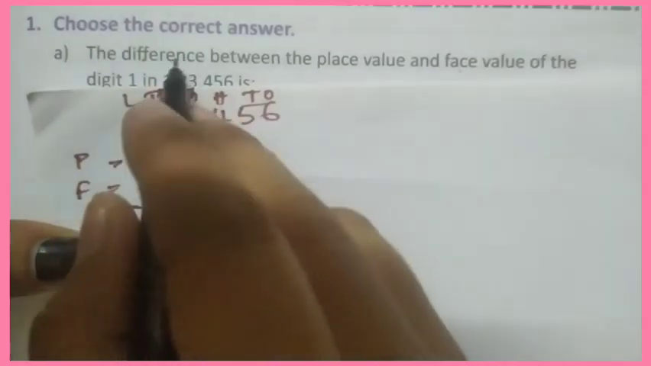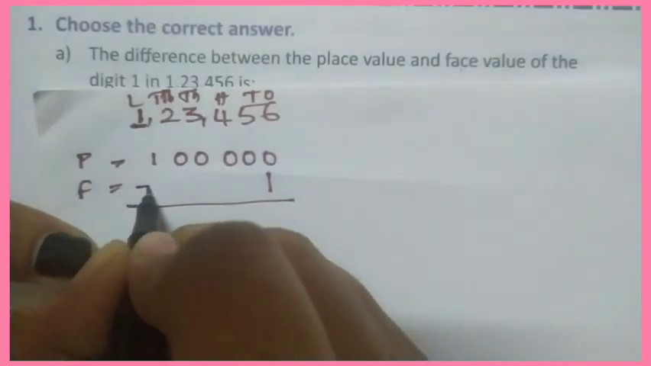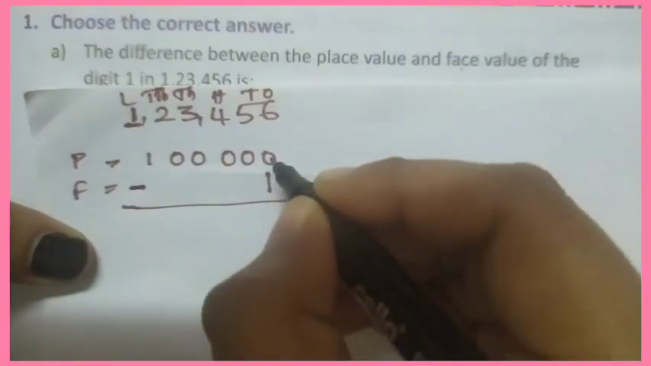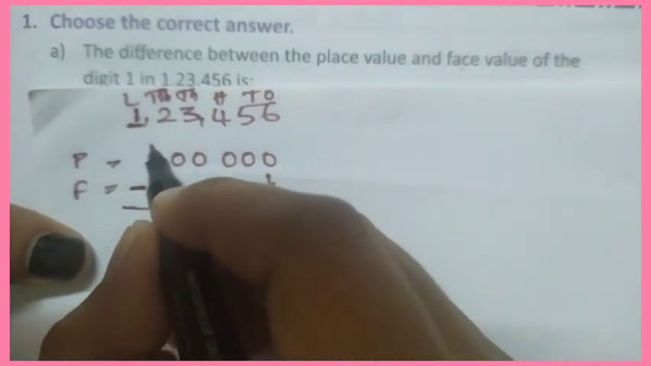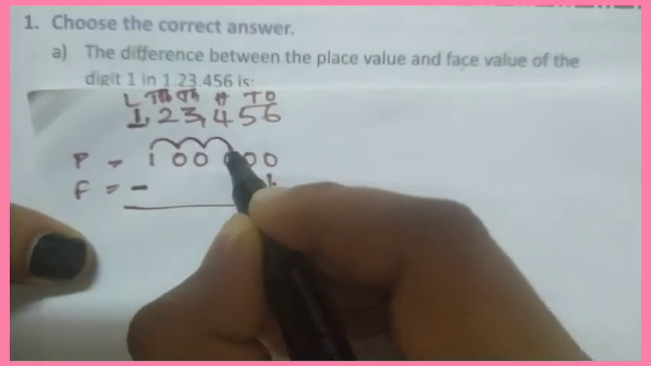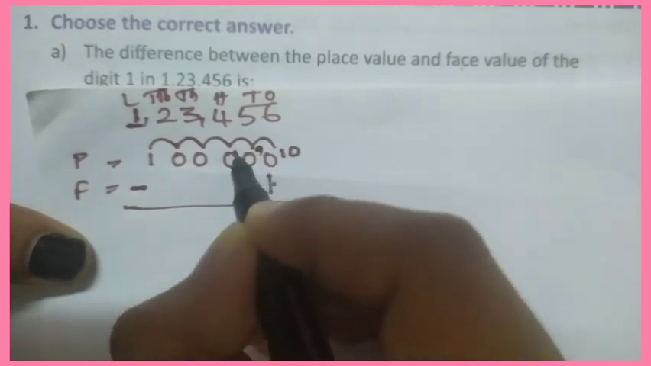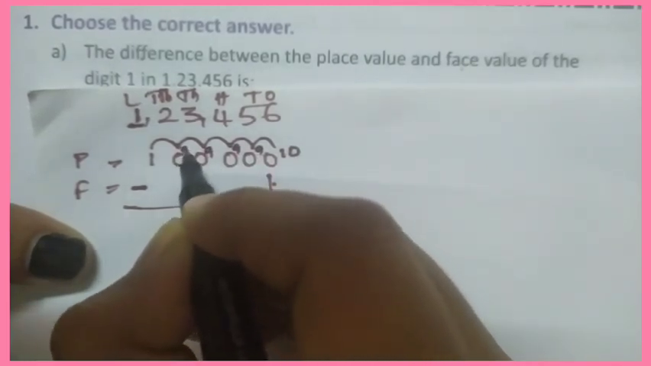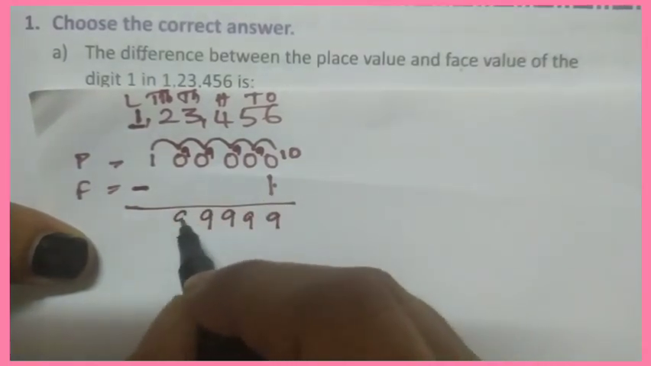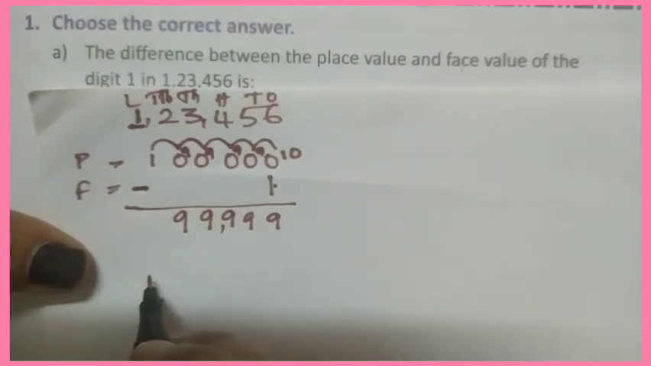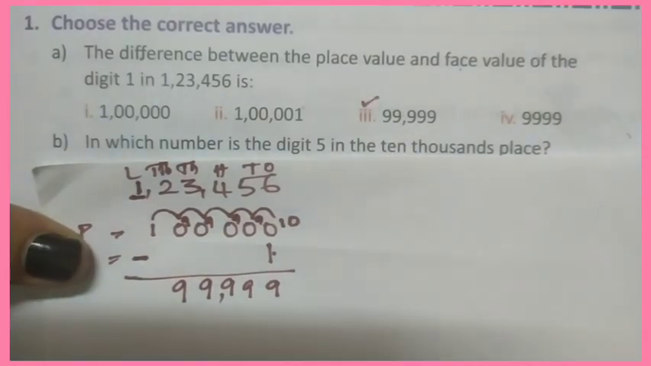Okay. Now difference. If they give sum, we will do addition. If they give difference, it means subtraction. Okay. From 0 we cannot cut 1, so we'll take a borrow. It will be 10. Here 9, 9, 9, 9. 10 minus 1 is 9. These all 9s will be there. Okay. 99,999. Where is it? Here. So option 3 is the answer.